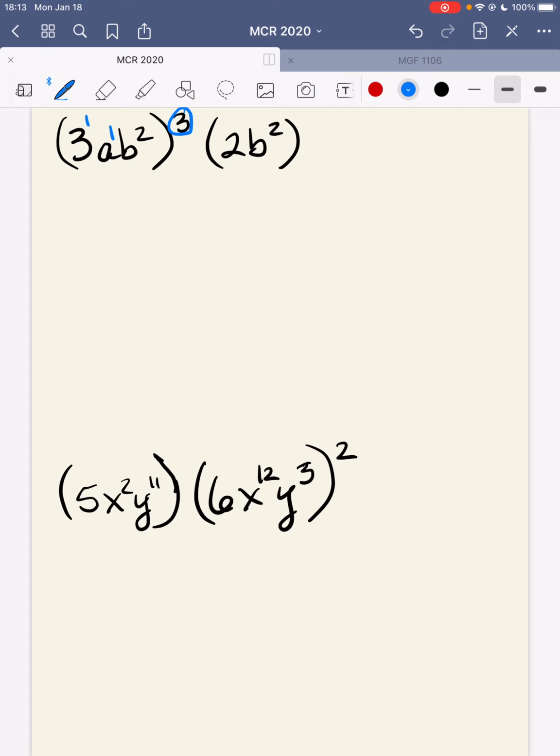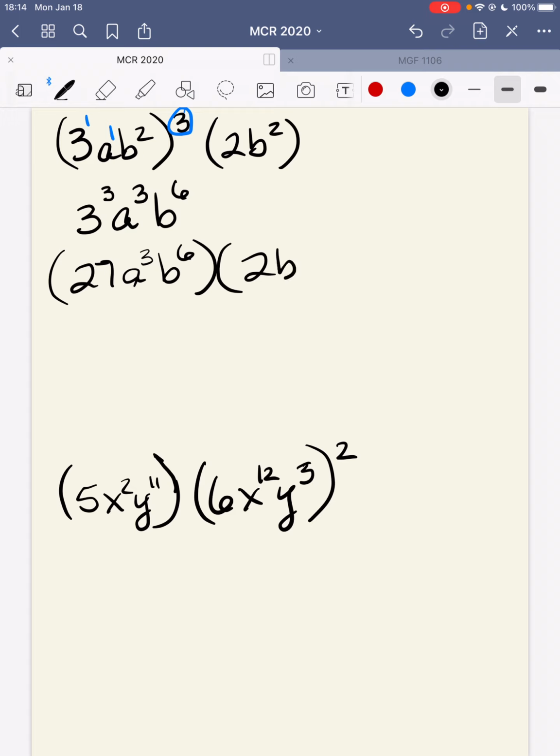And so I have 3 to the 1 times 3, which is just 3. I have a to the 1 times 3, which is a to the 3rd. And I have b to the 2 times 3, which is 6. I can go ahead and do this math. So 3 cubed is 27, a to the 3rd, b to the 6th. And that still has to get multiplied by 2b squared. That's not going to be too horrible.